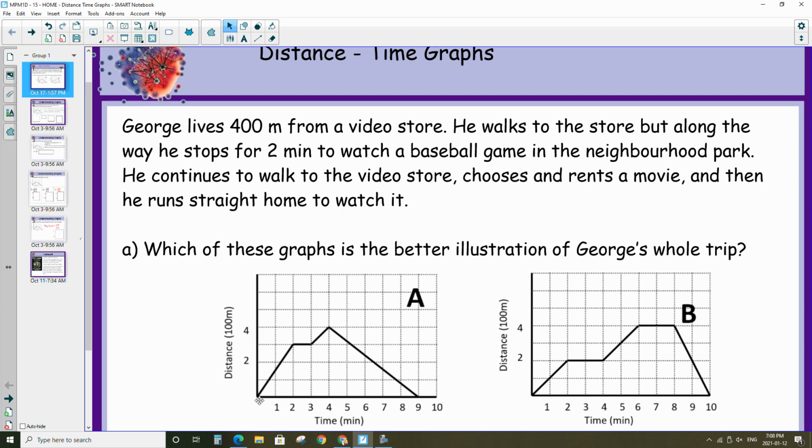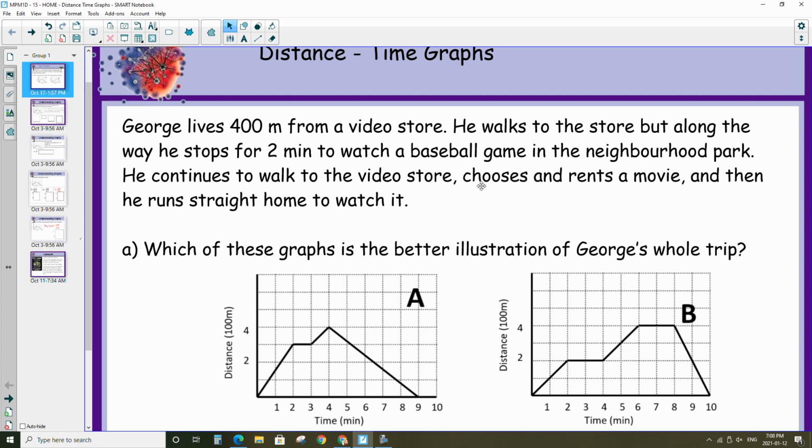So if you look at the first graph, he's traveling 300 meters over 2 minutes. The second section of the graph is horizontal. The distance is not changing at all, but time is changing, which means he must be standing still. And he's doing that for 1 minute. Our story said 2 minutes, which is what this graph is showing. So this one matches the second part of the story.